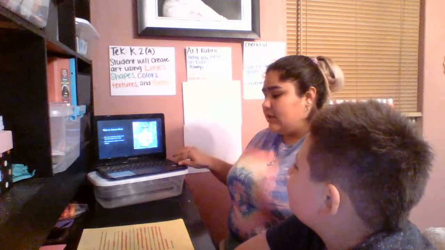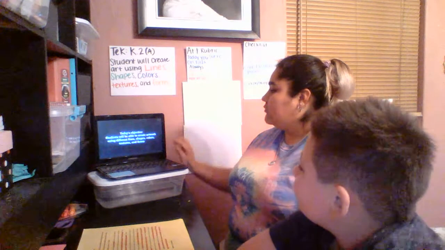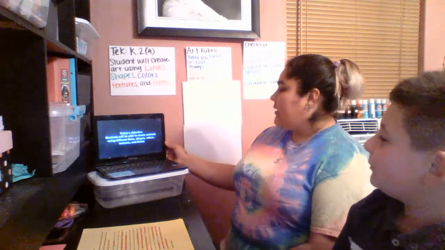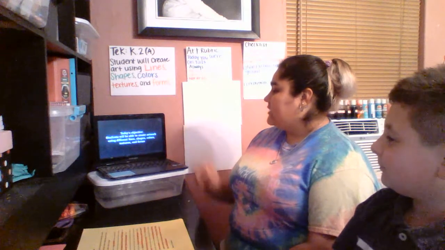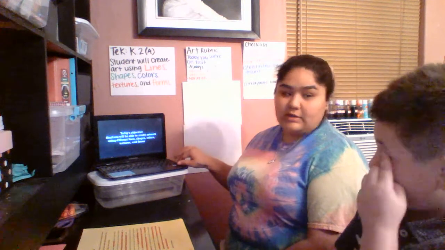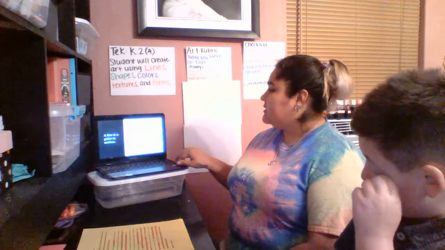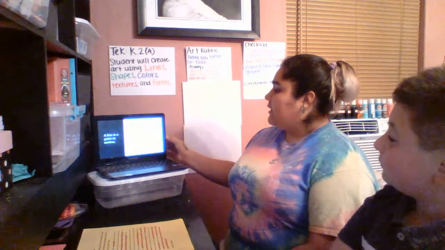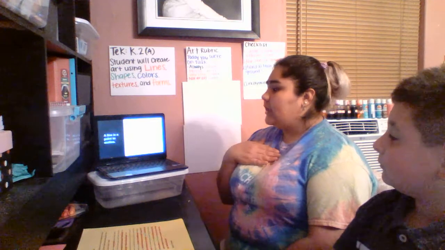Okay. Let's move on to the next thing. So, today's objective. Students will be able to create artwork using different lines, shapes, forms, colors, and textures. And we got into a little bit of detail about those things. So, let's go over it. I'm going to read it, then you read it, and then we'll read it together, okay? A line is a point in motion. Okay, now together. A line is a point in motion.